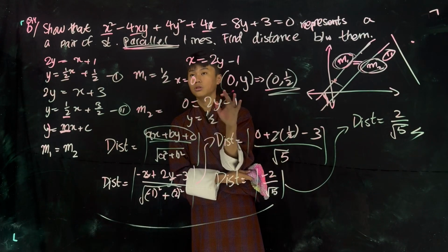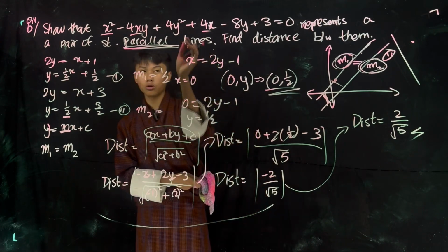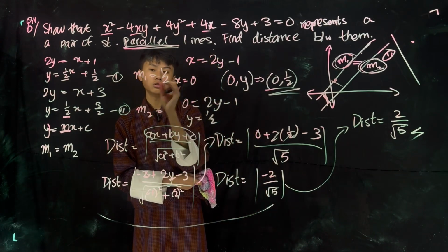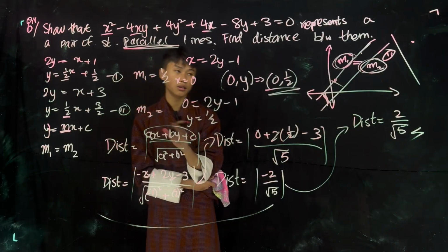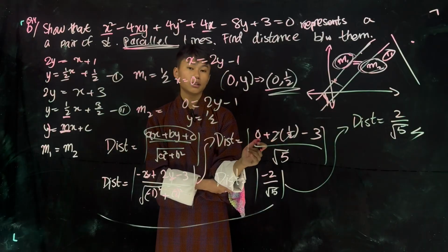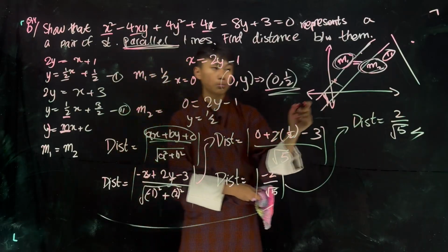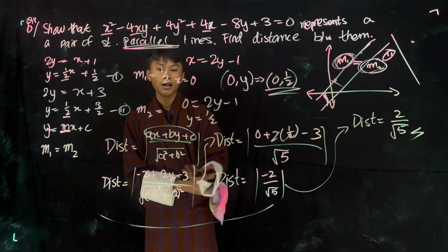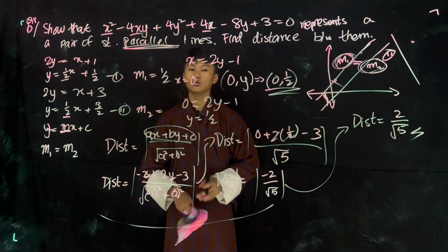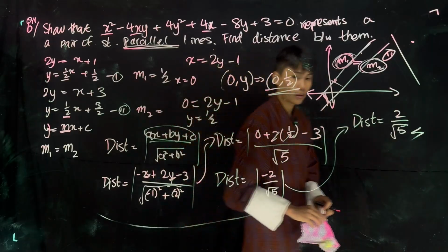And as for the first part of the question, I simply broke down the large equation into two smaller ones, which each represent a straight line, a linear curve, and I simply calculated their slopes and found out that the slope of both of the lines were equal, indicating that they are parallel to each other. So, okay, thank you.